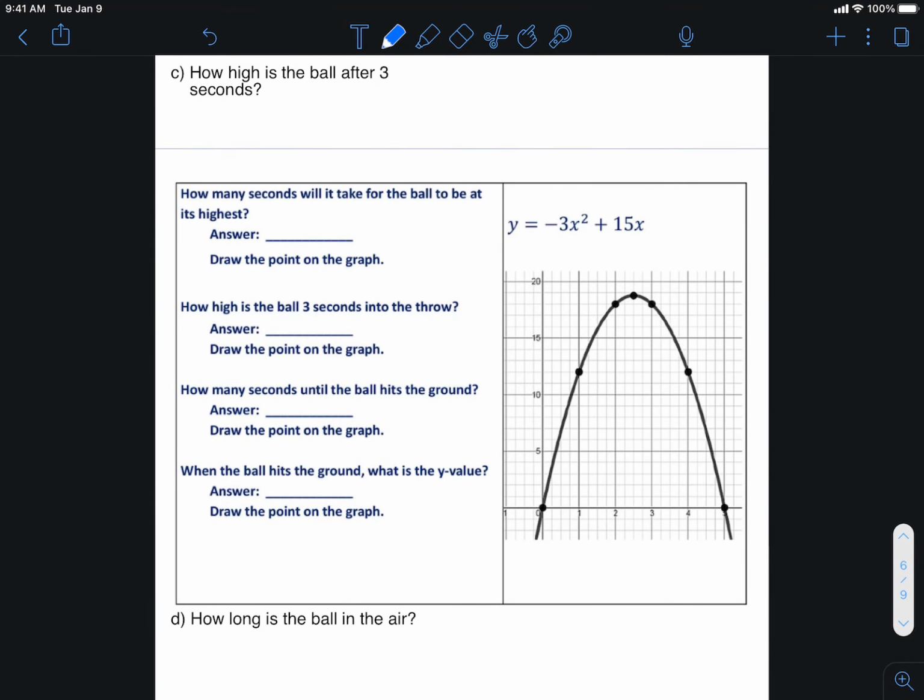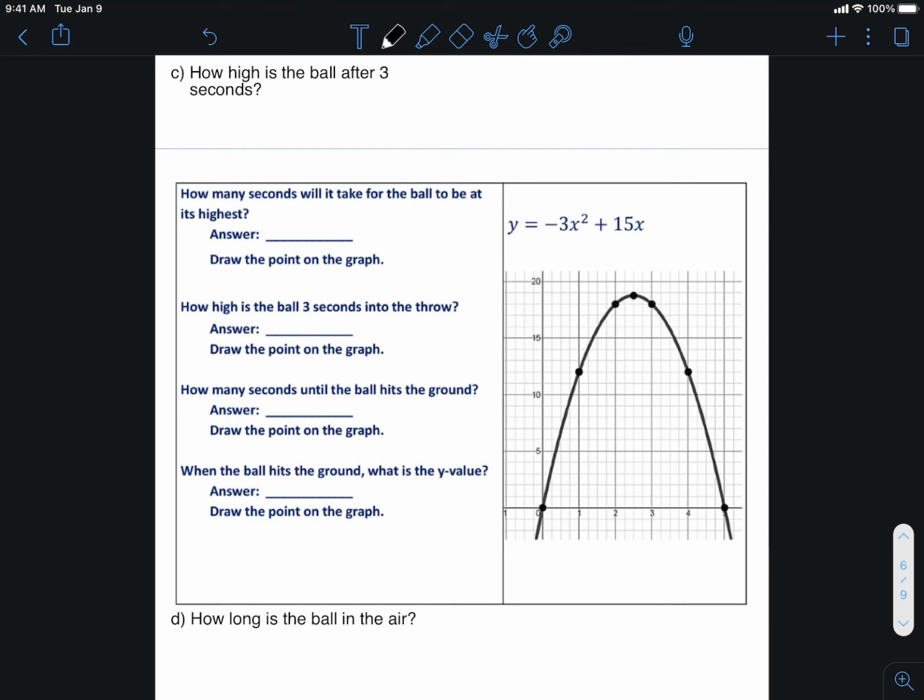Okay, so here's a little bit more formalized, the sorts of things that I'm looking for. Okay, so it looks like a ball got kicked, for instance, right, from the ground. These are the sorts of things that we're looking for with these questions. How many seconds will it take for the ball to be at its highest? Okay, well, it takes, if I'm looking, okay, the ball gets kicked.